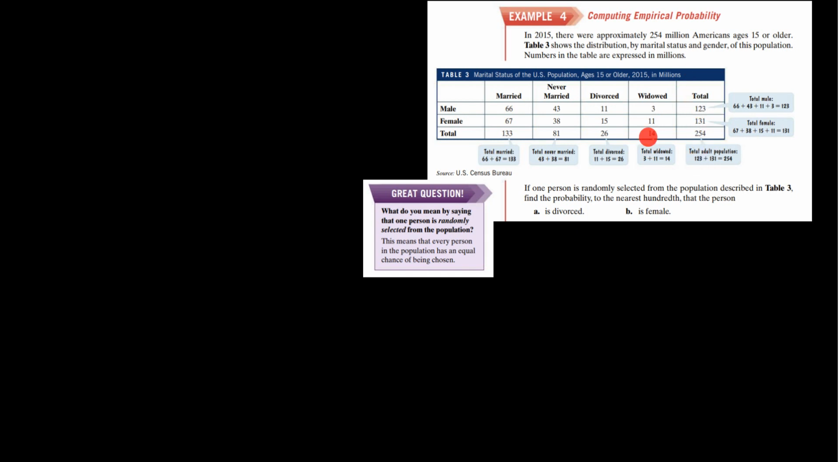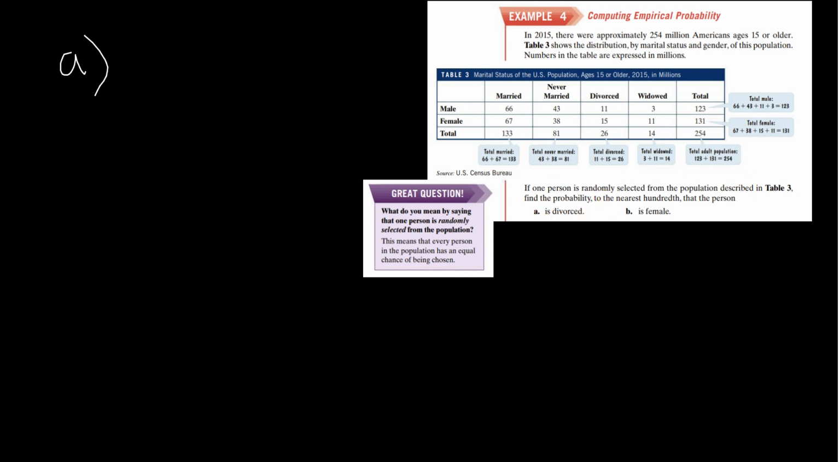And keep in mind all these numbers are in millions, so there are 11 million male divorced, and 15 million female divorced, and a total of 26 million male and female divorced. Of course, you can say that with all of them. So if we were to solve A, it reads: if one person is randomly selected from the population described in Table 3, find the probability to the nearest hundredth that the person is divorced.